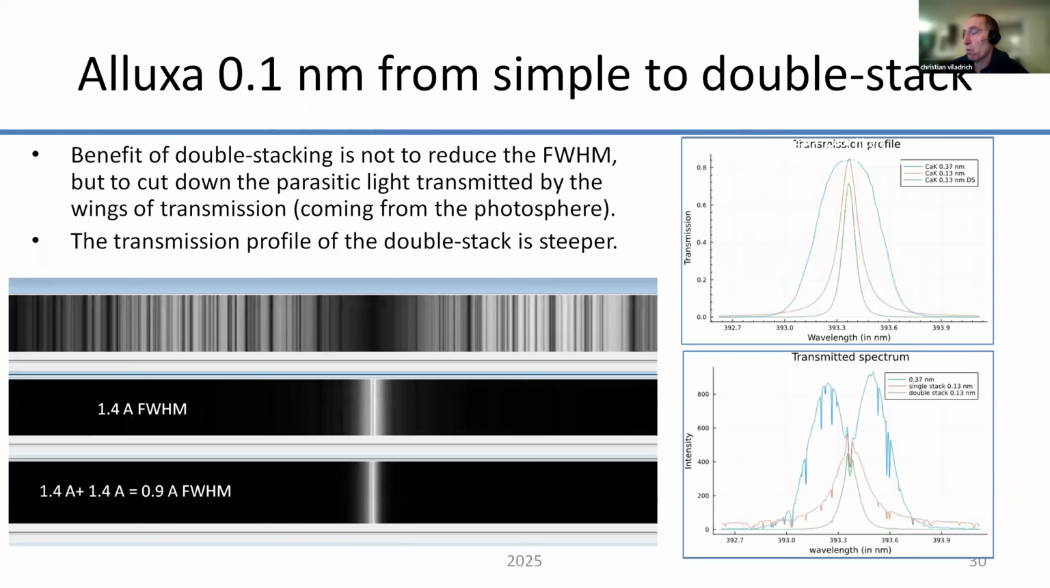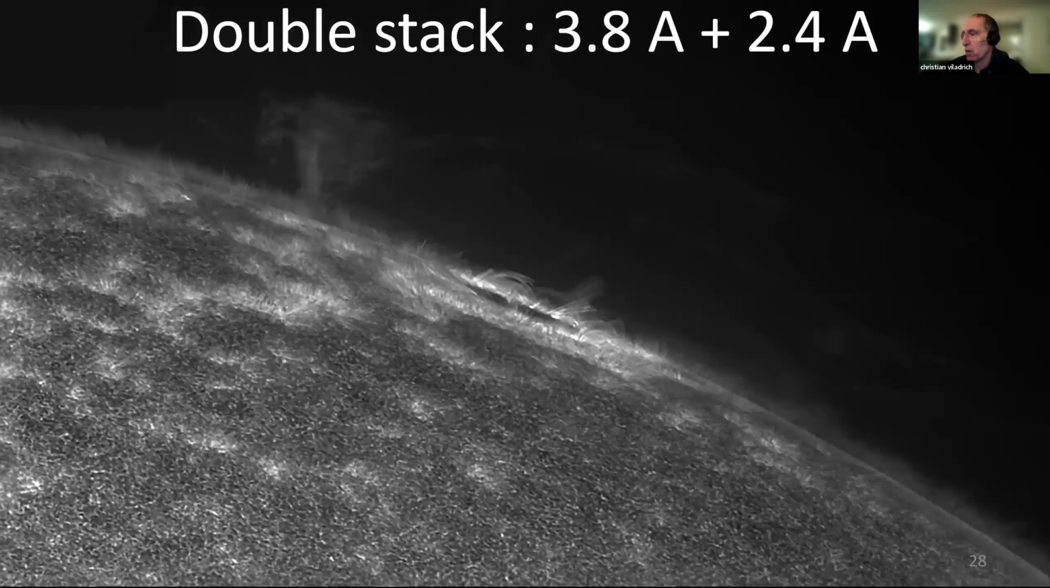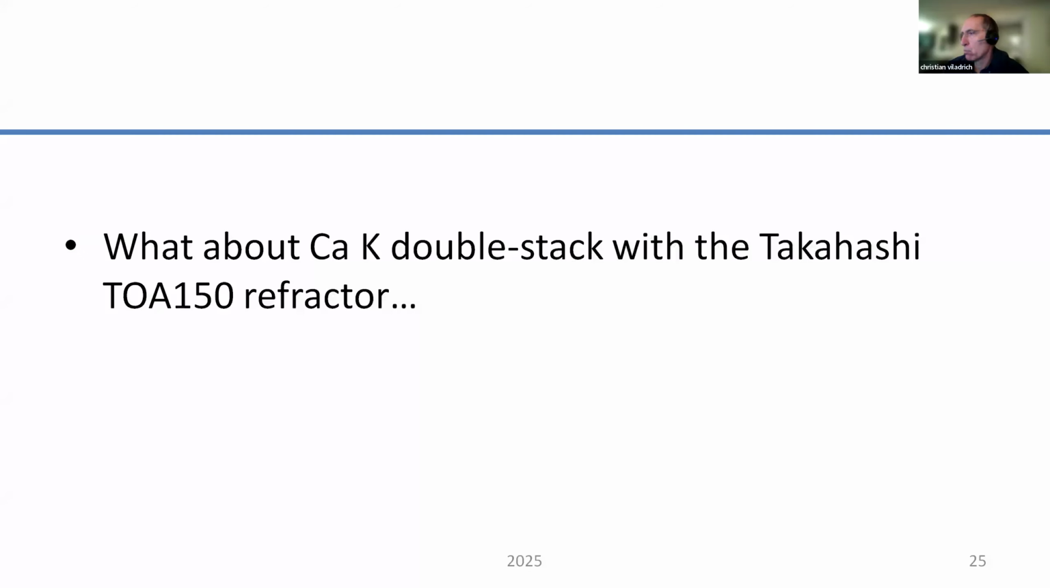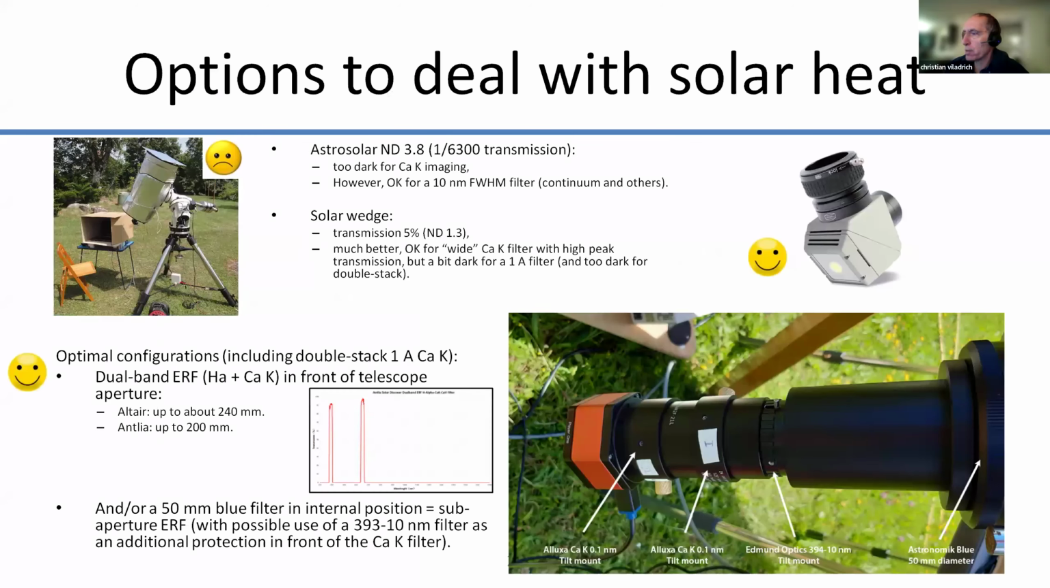But of course, this is for, I would say, large size telescopes, because for smaller size, you can use just a blue filter or a UV cut filter inside the telescope, and that's it.